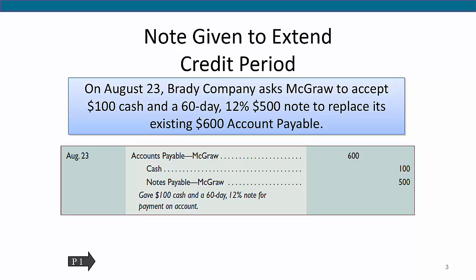McGraw prefers the note payable over the account payable because it earns interest and it is written documentation of the debt's existence, term, and amount. When the deal is completed on August 23rd, Brady debits or zeroes out its accounts payable to McGraw. It credits cash for the $100 payment it made, and it increases notes payable to McGraw for the difference. Brady is exchanging one current liability for another. Note that no interest is recorded yet because time has not yet passed, and no interest is owed unless that time has passed.